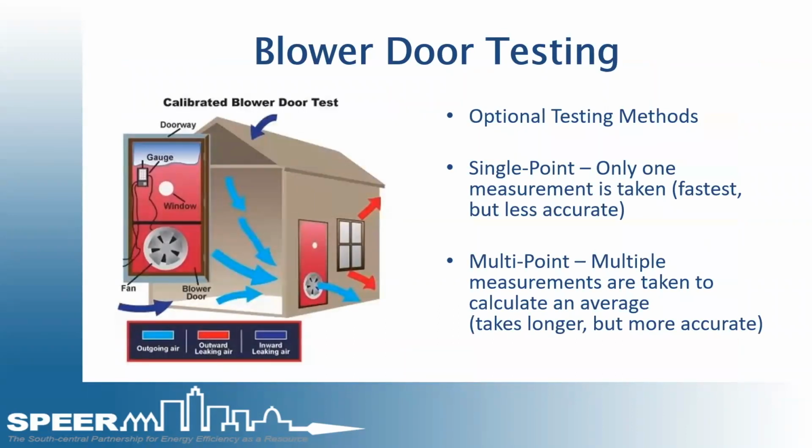And after talking about all the air barrier sealing and how that goes, how are we confirming that it's actually done correctly? For one, we do the inspections. Two, we do a test at the end. So blower door testing. There are different ways of doing it. There's optional test methods. There's single point, which only one measurement's taken. It's the fastest. It's less accurate. Then you've got multi-point tests. It actually takes a measurement of 10 different steps at 10 different pressures, and then it calculates the average. It takes longer, but it's more accurate.